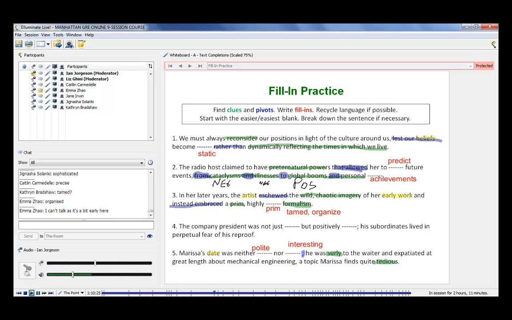Well done. The only thing I would add to that is that we've also got the pivot of "neither nor," which actually matters a lot because we need to say that he was neither polite. If he's surly, he's neither polite. And that's actually important because if we leave out the neither nor, then we would want to say Melissa's date was rude and boring. He was surly to the waiter and tedious, right? So those sorts of things make a big difference.